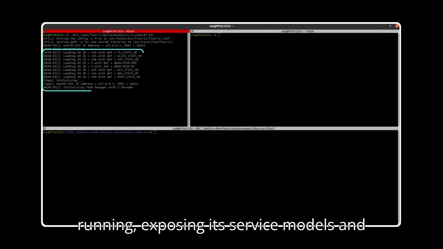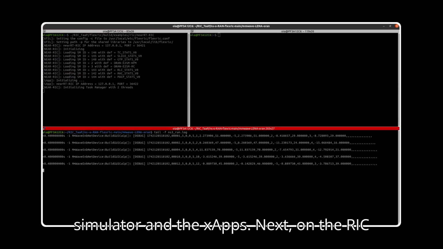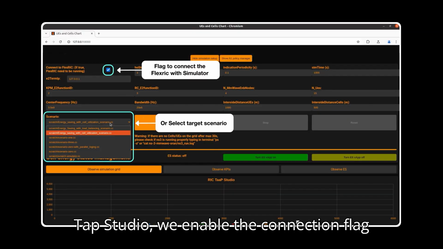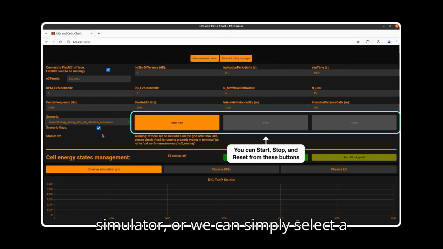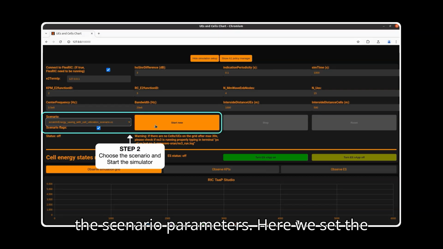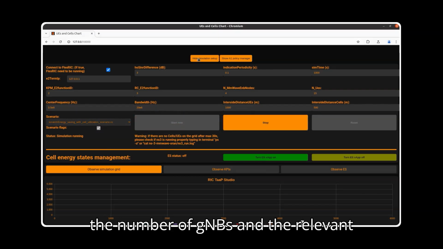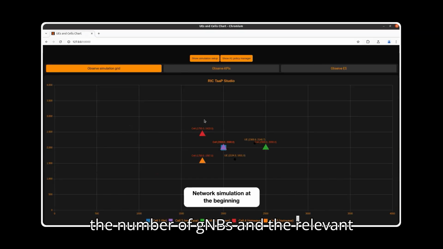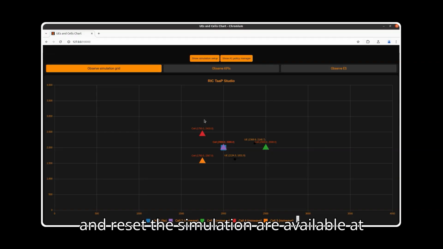FlexRIC is up and running, exposing its service models and ready to accept connections from both the simulator and the xApps. Next, on the RIC-TaaP Studio, we enable the connection flag to link FlexRIC with the NS-O-RAN simulator, or we can simply select a predefined scenario. We then configure the scenario parameters. Here we set the number of UEs, the inter-site distance, the number of gNodeBs, and the relevant scenario flags. Controls to start, stop, and reset the simulation are available at any time.